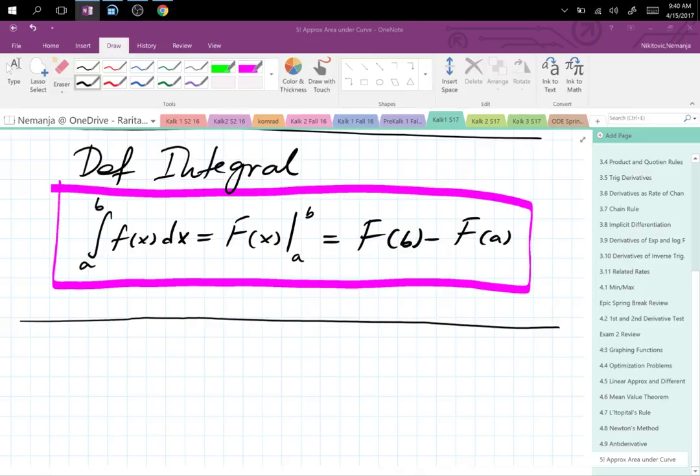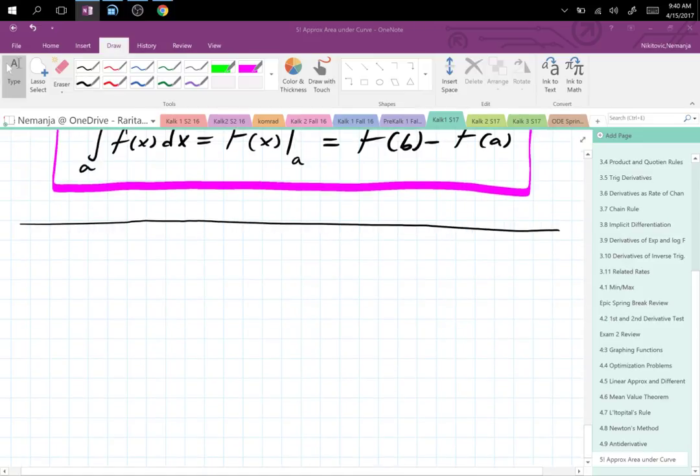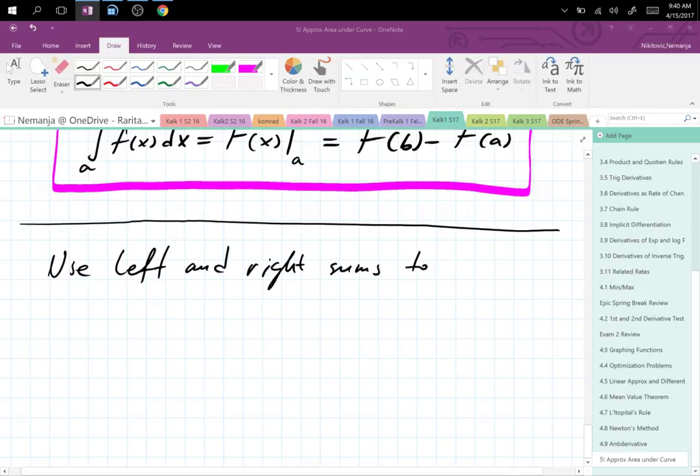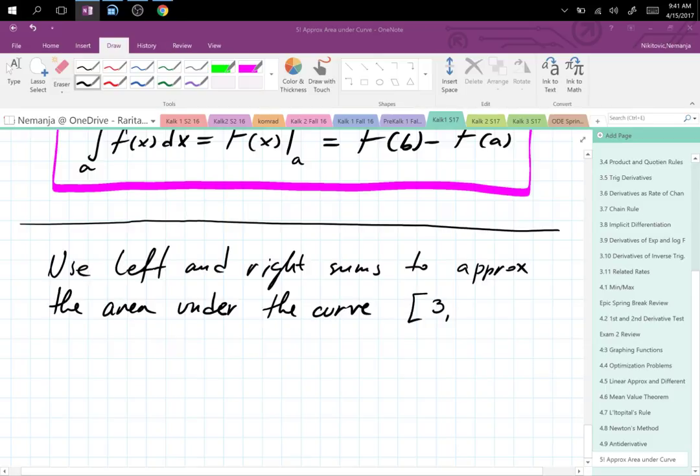So what we're going to do for 5.1, I'm going to challenge you now to use left and right sums to approximate the area under the curve from, say, 3 to 7 for f of x equals x squared minus 2.